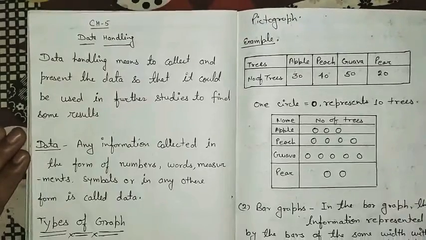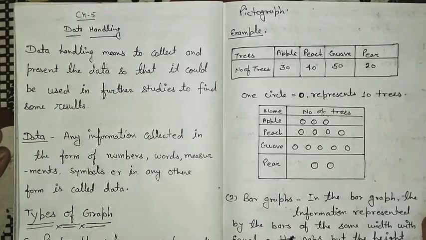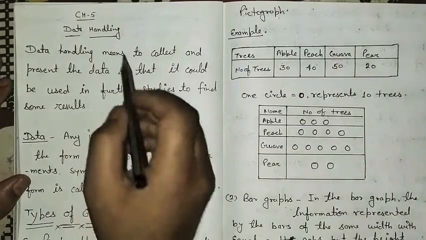Hello students, today I will introduce you to chapter number 5 of NCERT Mathematics class 8. The name of the chapter is Data Handling. So students, starting with the meaning of data handling.